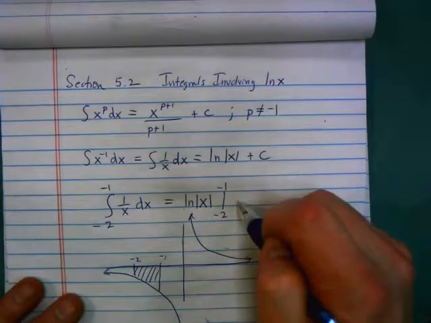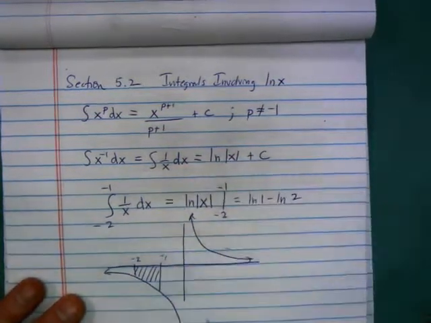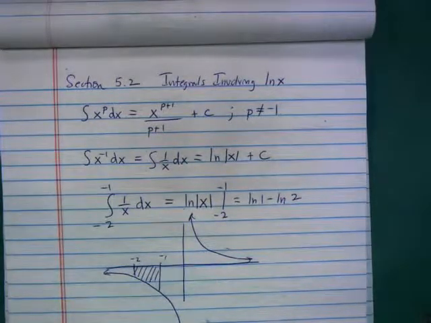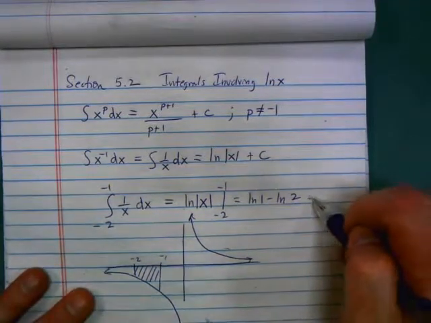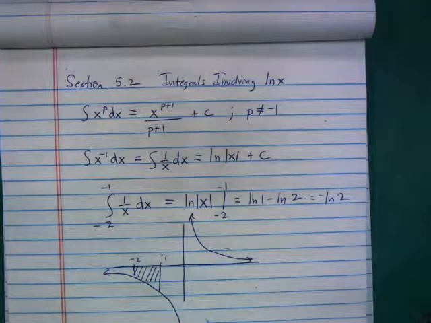So this would be ln of 1 minus ln of 2. The absolute value of -1 is +1. Absolute value of -2 is 2. So our final answer would be minus ln 2. What happened to the ln 1? ln of 1 is 0. That was one of our properties of ln. Questions on that?